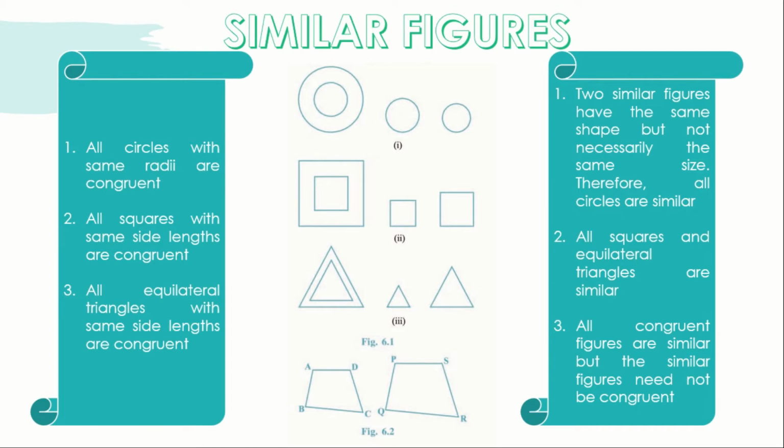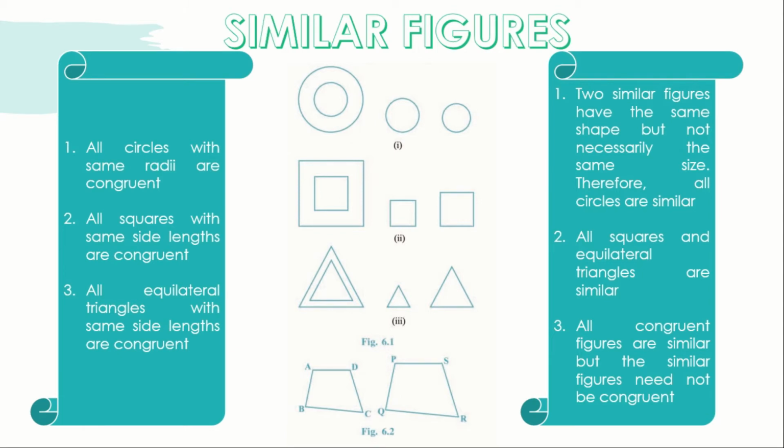Two similar figures have the same shape but not necessarily the same size. Therefore, all circles are similar. Whatever circles there are, of different radii, all the circles are similar because all the circles have the same shape, maybe with different radii. Likewise, all squares and all equilateral triangles are also similar because they have the same shape but different sizes.